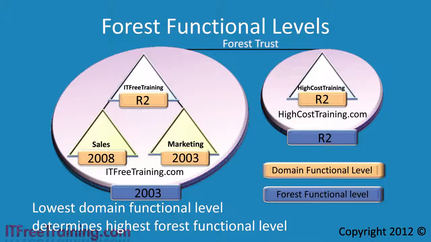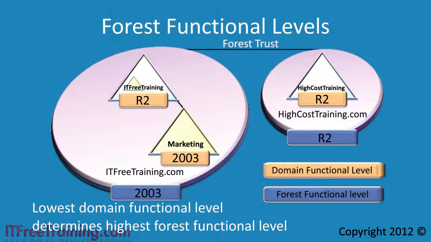In this case, have a look at the domains and see if they can be reduced. The sales domain was created because they needed more complex password policies than the parent domain. Windows domain functional level Windows Server 2008 supports multiple password policies. So what can happen here is the sales domain can be migrated into the root domain ITFreeTraining and simply made into an OU.